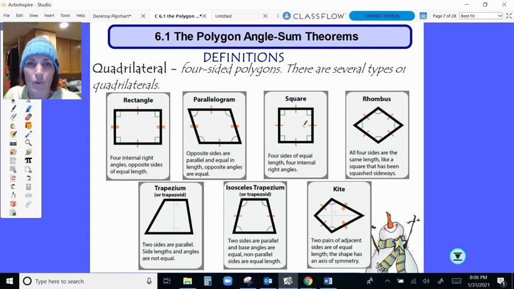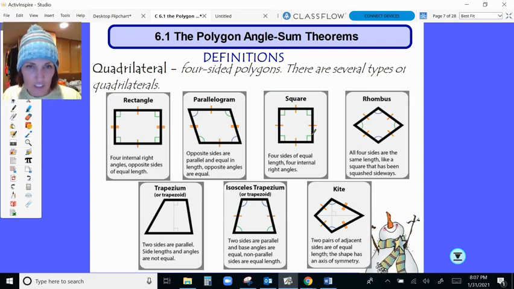A square is a rectangle and a parallelogram because it has opposite angles that are equal and parallel and all right angles. And a rhombus is a parallelogram, but not a square. A square is actually also a rhombus. So a square is special. It's a rhombus and a parallelogram and a rectangle because it meets all those criteria. A trapezoid has 1 set of parallel sides, right?